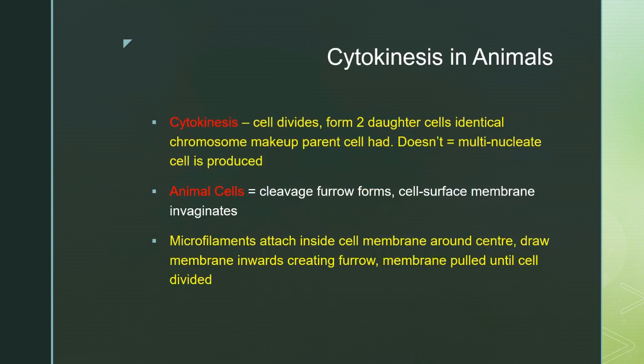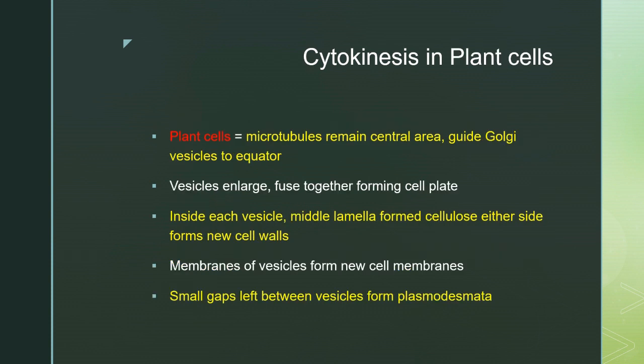Now we'll go to cytokinesis. This happens differently in animal cells and plant cells. Cytokinesis in an animal cell has the cell dividing, forming 2 daughter cells which have an identical chromosome makeup to the parent cell. If it doesn't, then a multinucleate cell is produced. In animal cells, you'll have a cleavage furrow forming, and the cell surface membrane will invaginate. Microfilaments will attach inside the cell membrane around the centre, drawing the membrane inwards, creating a furrow, and the membrane will be pulled until the cell is divided.